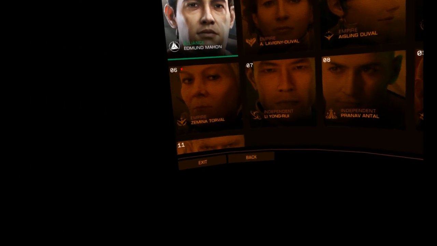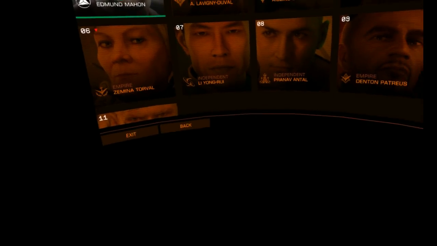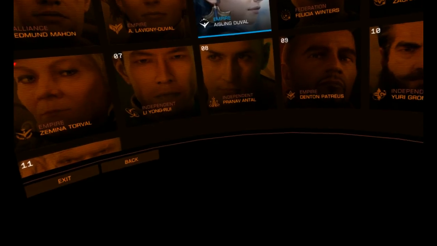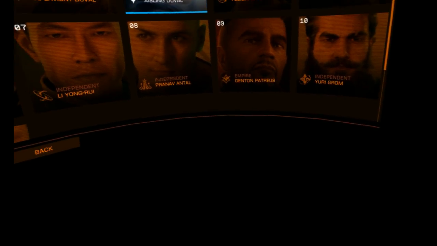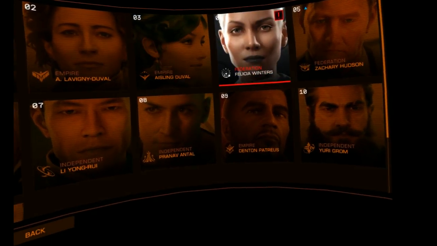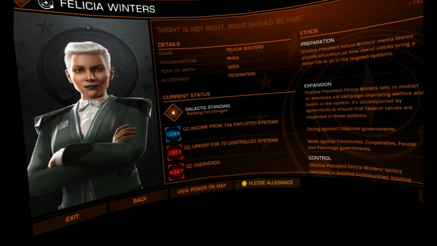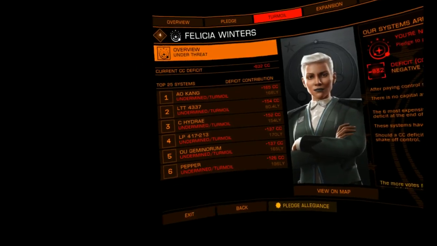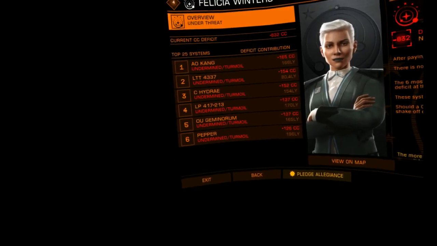And it's Aisling Duval. That does not like drugs. Her mother passed away as a result of drug use. She states so. She does not allow drugs in her region, but all the other Imperials do, as far as I have found so far. Oh dear God.